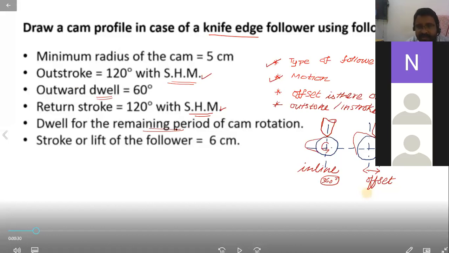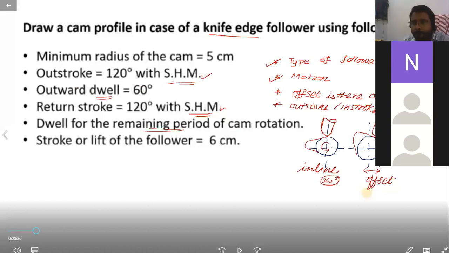So in these places, what is happening? In this place, displacement is equal to 0. So we need not concentrate more on drawing a displacement diagram for these places.